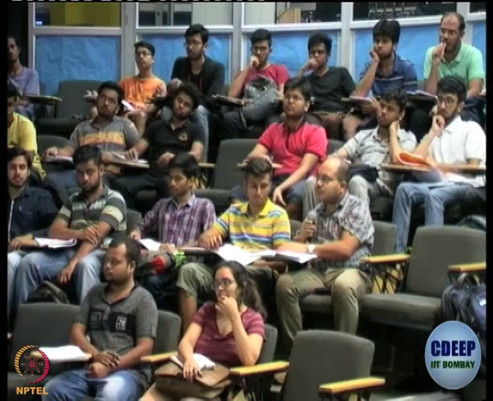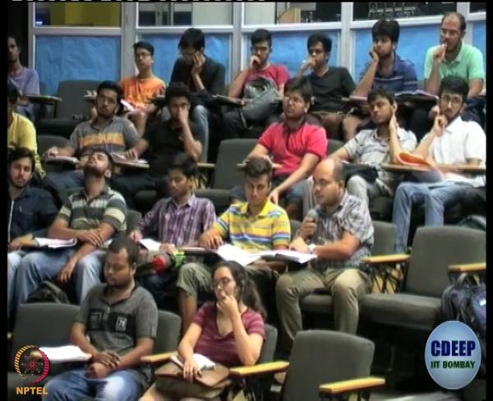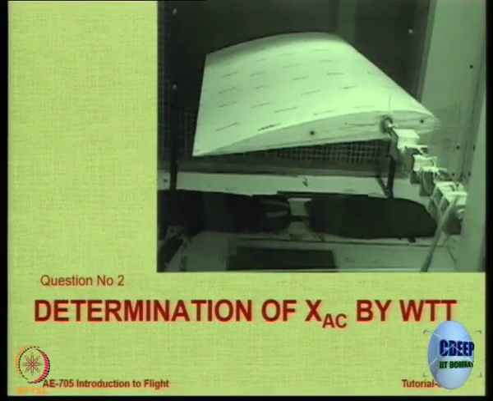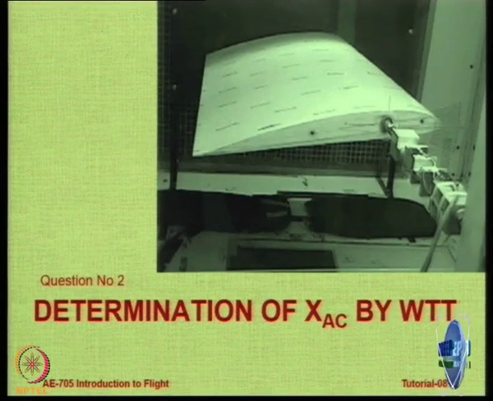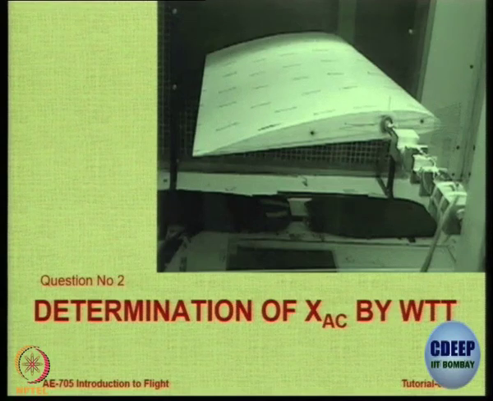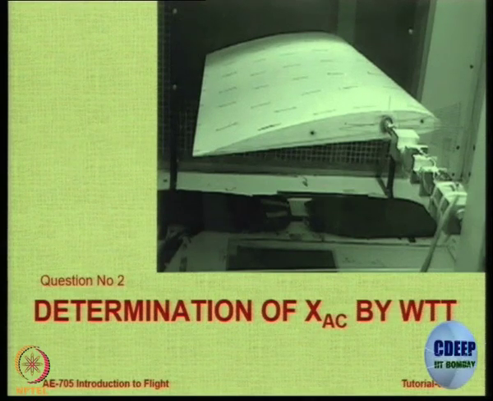It is given in the figure as a distance from the aerodynamic center to the center of gravity. Okay. So, a lot of time we use wind tunnel testing. WTT is wind tunnel testing to determine all these parameters. So, in wind tunnel testing, basically we make a model of the aircraft. In this case, it is a wing. And we put it in the wind tunnel.